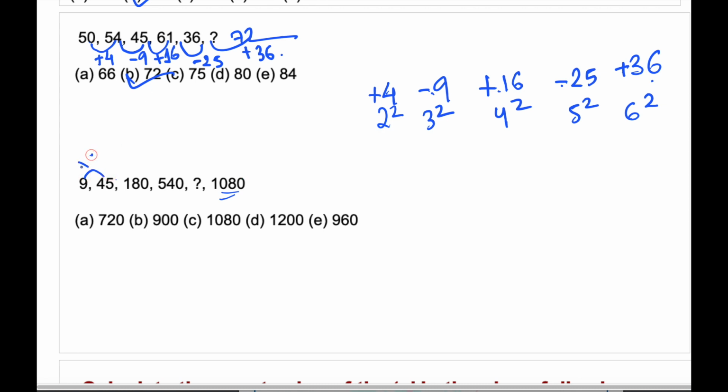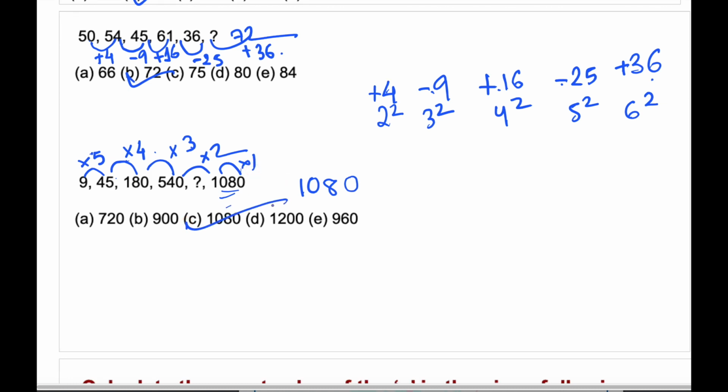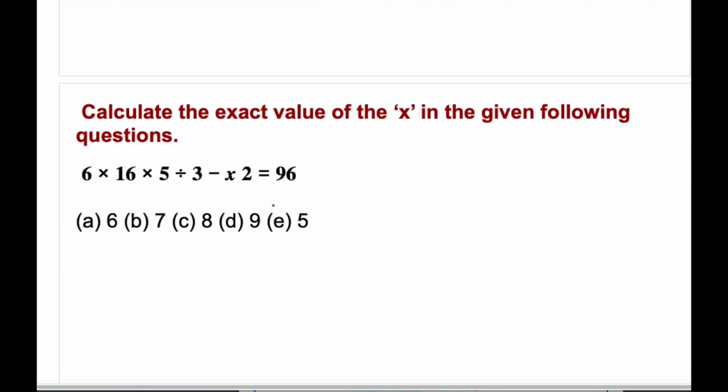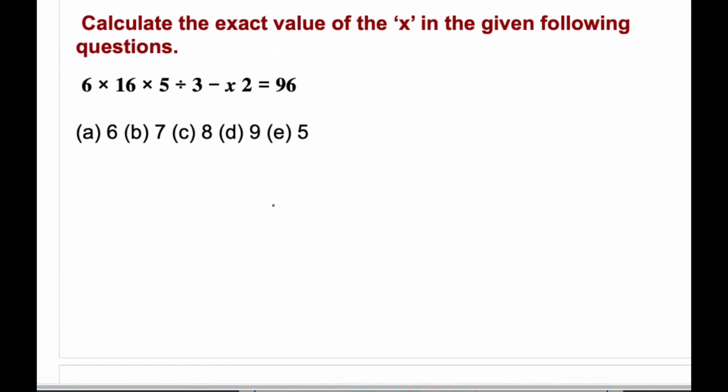945, 9 into 5, 45. 45, 180, 45 into 4 is 180. 180, 540. So 180 into 3 is 540. So here into 2. 540 into 2 is 1080 and then into 1. So option C is the answer. Very easy questions. So now we will go to the next question, that is your simplification.